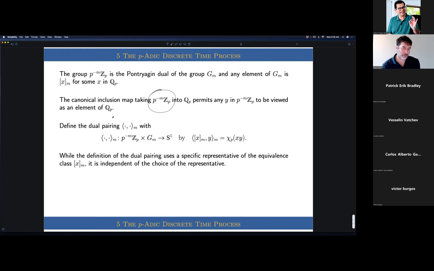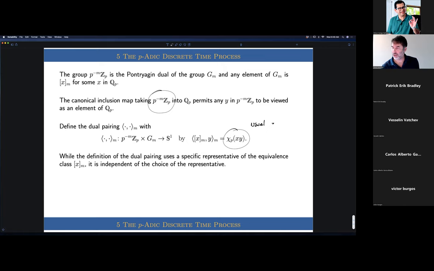And you can define a dual pairing on the Cartesian product of the Pontryagin dual of G_M and G_M in this way, which is just the usual character on Q_p, defined by the exponentiation of the truncation.